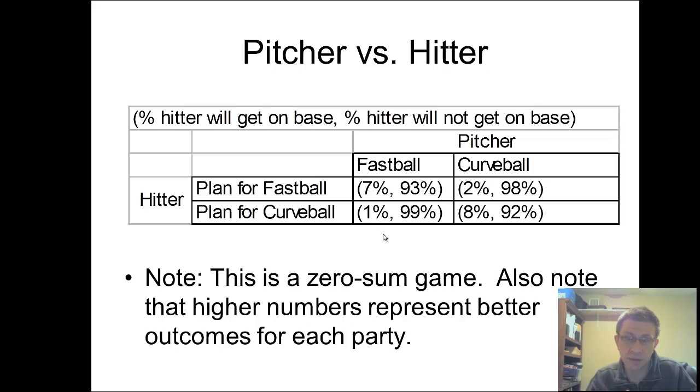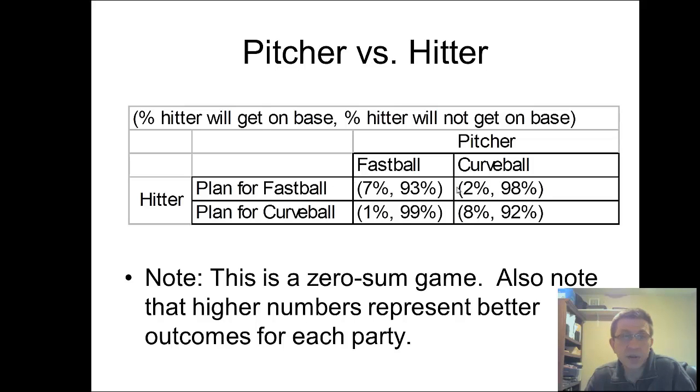Now, intuitively, I thought you'd probably pick this up right away, but even not intuitively, I'm guessing, you look at the numbers, it's clear there's no pure strategy Nash equilibrium. If we're down in the lower left-hand quadrant, well, the hitter's planning for the curveball and the pitcher throws a fastball, so the hitter would want to switch to prepare for a fastball, right? Would want to go from 1% to 7%. But if the hitter's planning for a fastball and the pitcher was throwing a fastball, the pitcher would want to switch to throw a curveball because 98 is greater than 93.